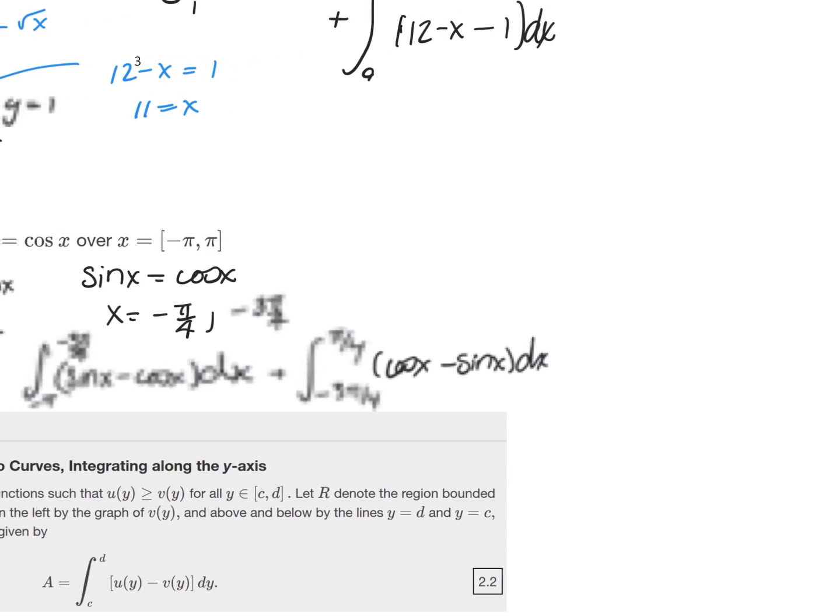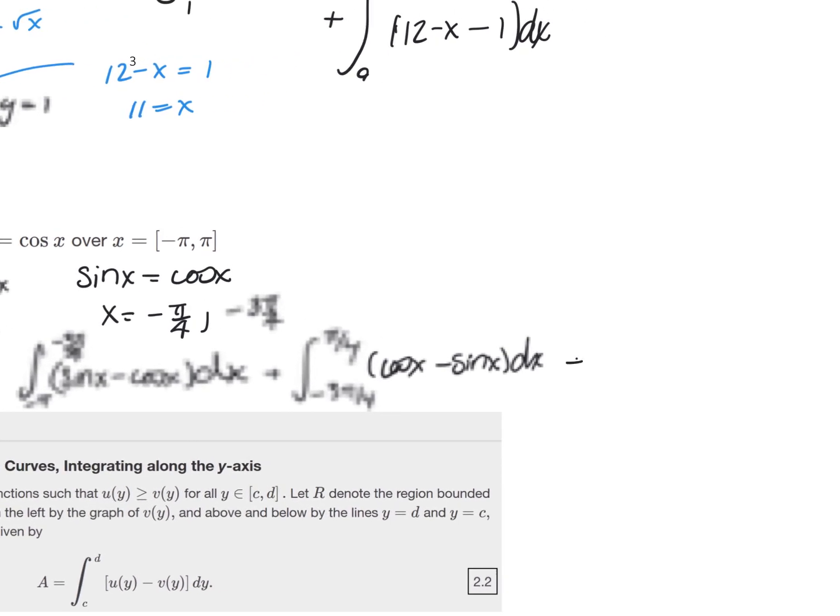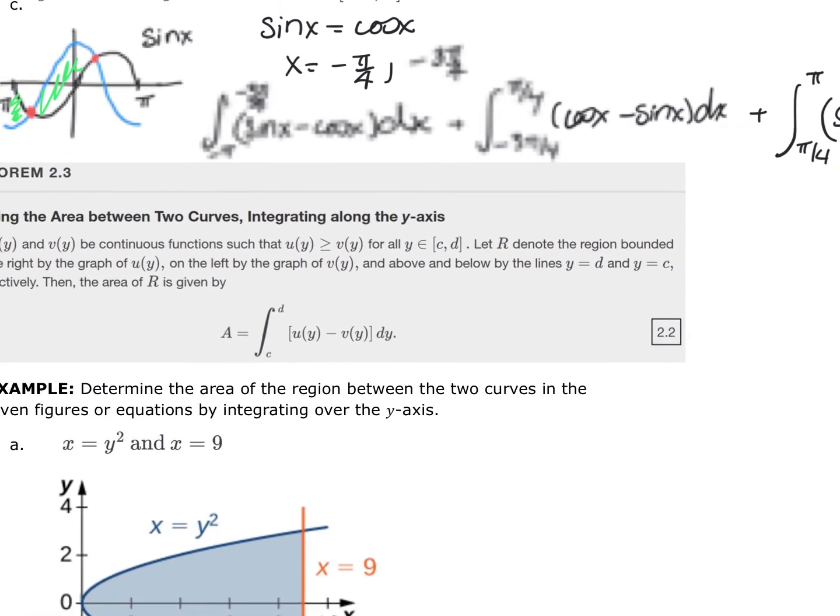And then I have my final region, which is going to be the integration from pi over 4 to pi. And in that region, the sine wave is the upper function. And then that's it. And I'll leave that to you to go ahead and solve.